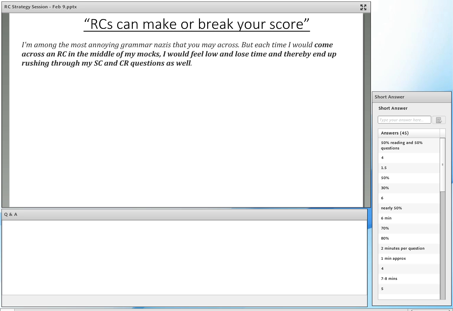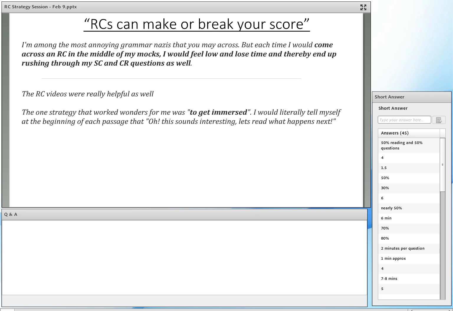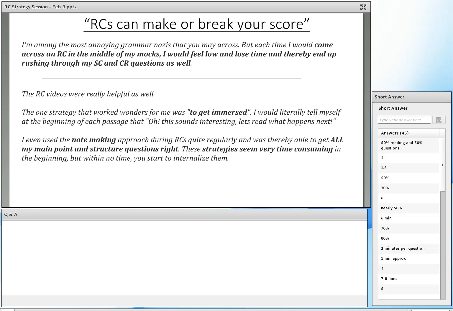She decided to get immersed in the passage, and as she got immersed, she found comprehending much more easy. She was able to take good notes and get more and more questions correct. This strategy, while time consuming in the learning phase, helped her improve her verbal score to V41, that is 94 percentile on the GMAT verbal. So feel free to go through her review on GMAT Club.